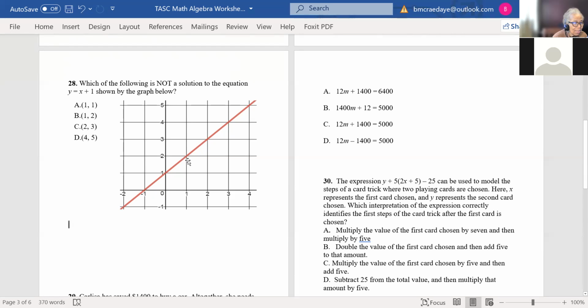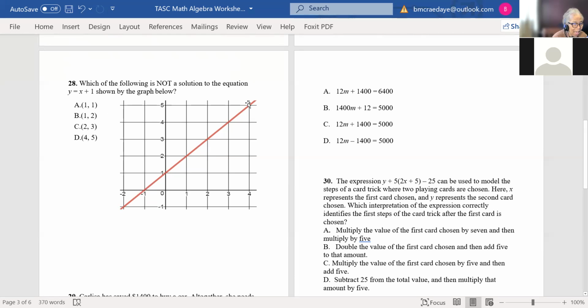So it says which one of the following is not a solution, right? So when X is 1, Y is 2. So we know B is a solution, right? Now let's go to 2. When X is 2, what is Y? 3. Very good. So C is a solution, right? Okay, let's go to 4. When X is 4, what is Y?